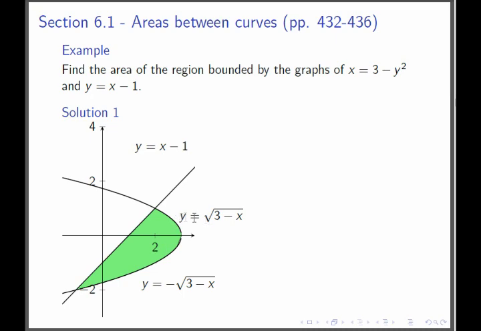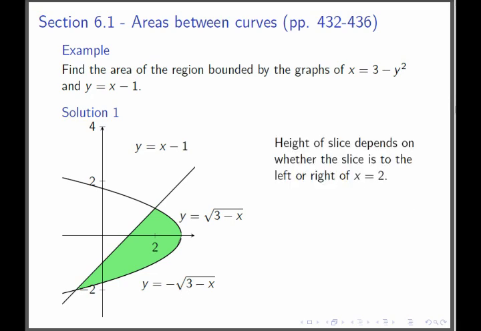I had to describe this curve by two different equations. The top half of the parabola is y equals square root of 3 minus x, and the bottom half of the parabola is y equals minus square root of 3 minus x. Now let's split up this piece into vertical slices. The height of the slice will depend on whether the slice is to the left or the right of this intersection point right here at x equals 2. You'll see why in just a minute.